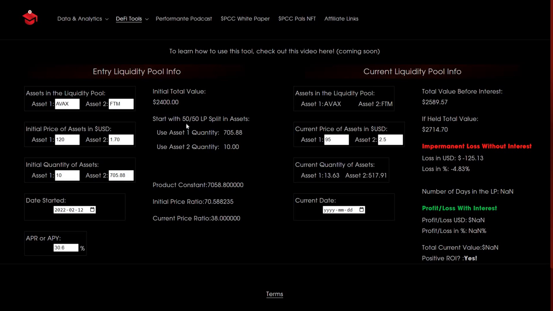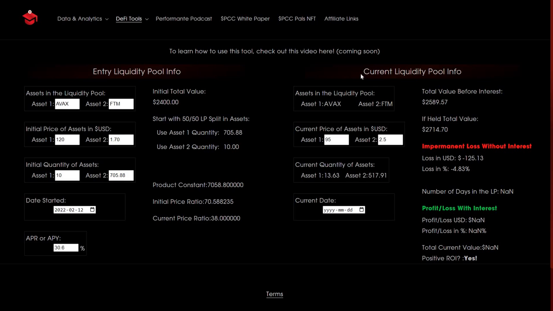That's really all you have to worry about. The key takeaways would be the initial total value, which is showing right here. This is the value if you added your AVAX, the total AVAX that you put in, and the total Phantom that you put in. You'd have $2,400, so you have $1,200 in each asset that you're putting into the liquidity pool. And then we already discussed the 50% LP split a little bit early on.